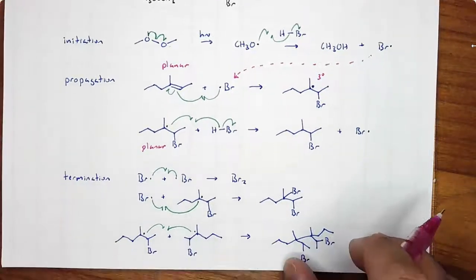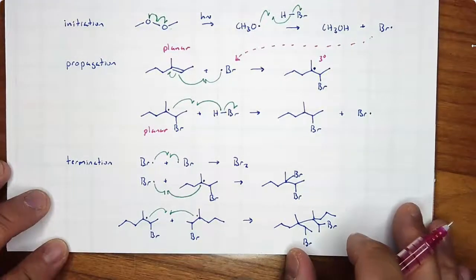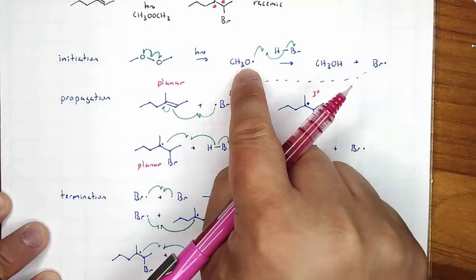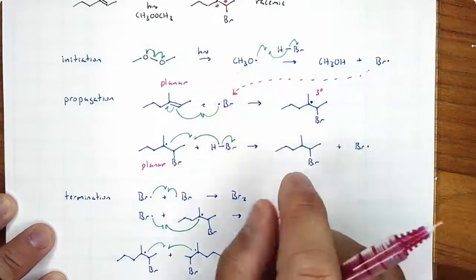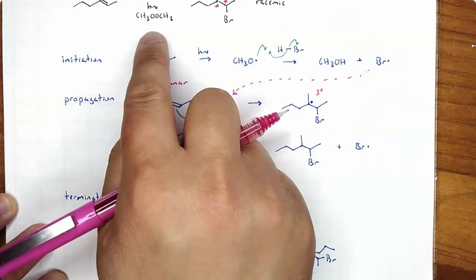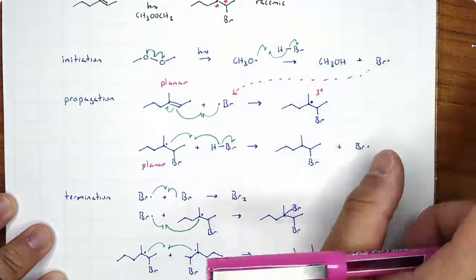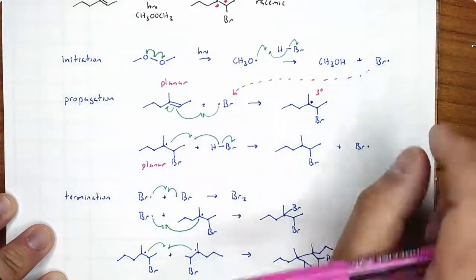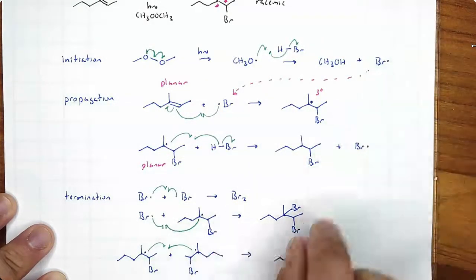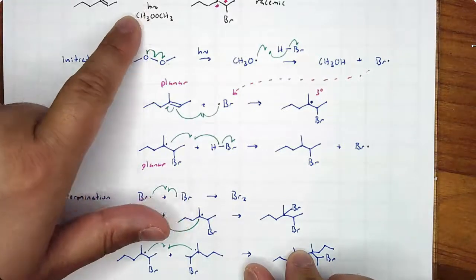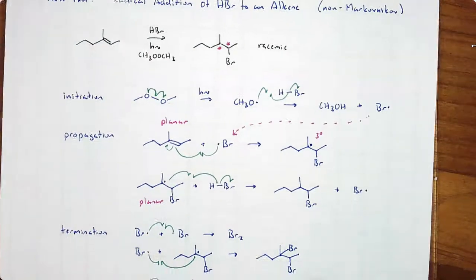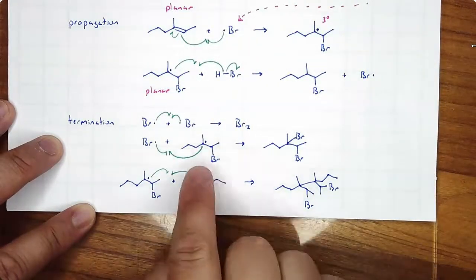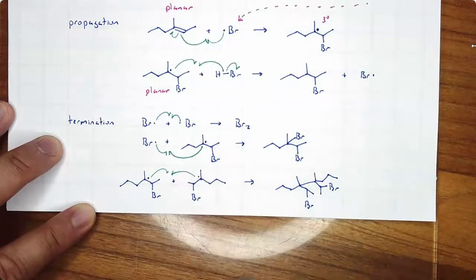Look at the termination steps. Technically you could have termination with the CH3O radical, but it's really in such small amounts that it's very rare that you'll have termination with this radical. It's more likely that you'll have a termination with the Br radical, which is in equimolar concentration with the alkene. Anyway, here we have those 3 combinations of Br radical and the radical from the alkene.